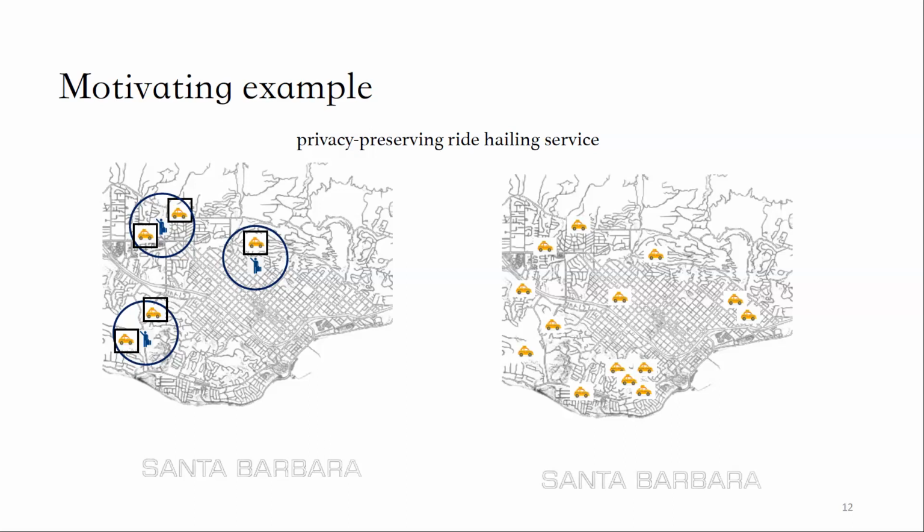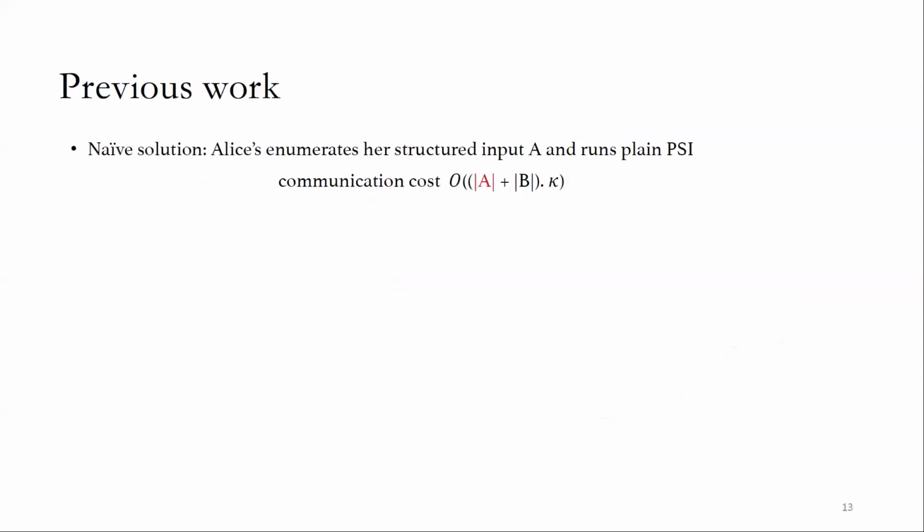So let's see how we can solve this problem. Well, one naive approach is to just ignore the fact that Alice's input is structured and treat it like an unstructured set. What Alice can do is enumerate all the points within her structure. Then you can just pick the latest and greatest available communication-efficient and really fast PSI protocol. Then Alice and Bob can run the protocol so that Alice learns the right result.